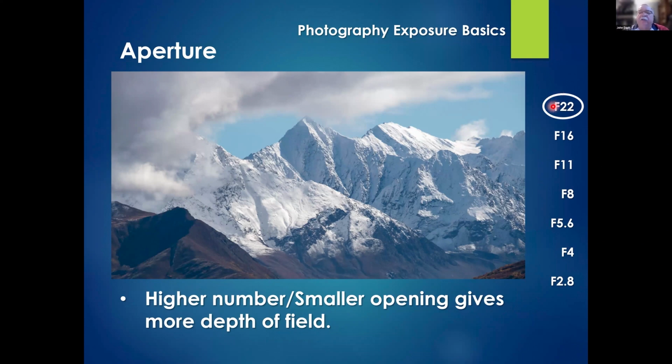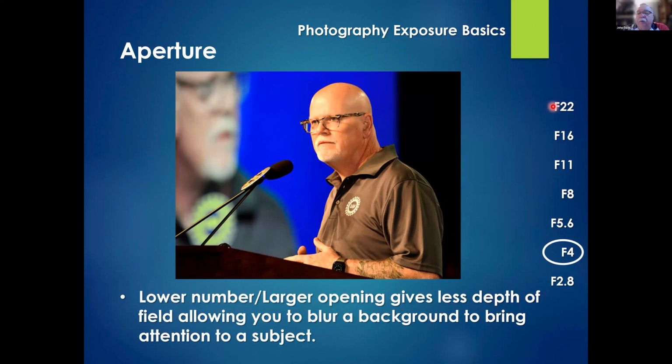So if we're up here at F22, that's going to be a smaller opening, meaning less light's coming in, but we're going to have more sharpness from the front to back. Let's say that we have a situation where we want to blur the background, like we've got a speaker at a conference. We want to shoot at a lower aperture, like 2.8, F4. That way you have less area that's in focus.